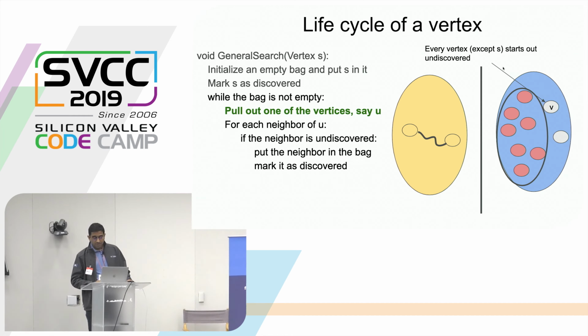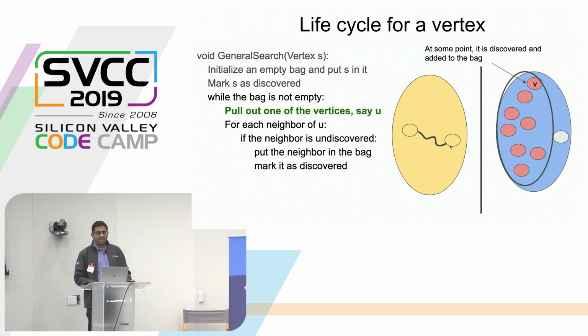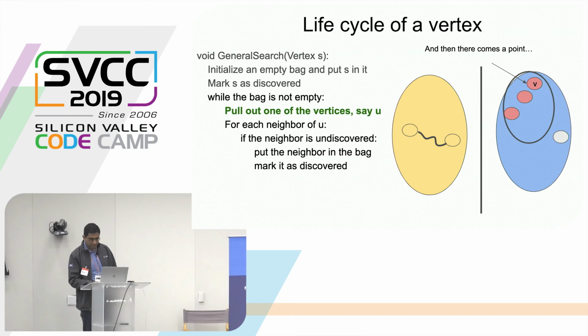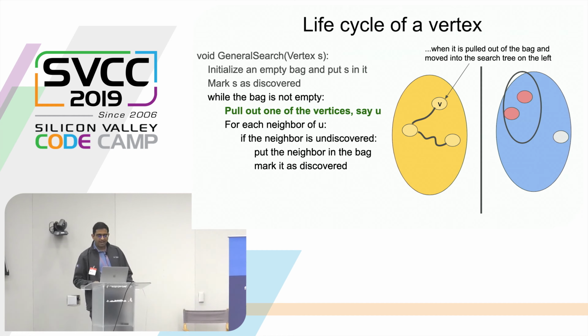traversal algorithms. Each vertex has a life cycle. It starts out deep inside the ocean, undiscovered. At some point, it is discovered. How is it discovered? There is another vertex that's dragged ashore with which it has a direct relationship. And so at that point, it gets added to the bag. And then at a future point, it's going to be pulled out from the bag. There'll come a point when it's pulled out of the bag and moved into the search tree on the left. And this continues until the bag is empty.